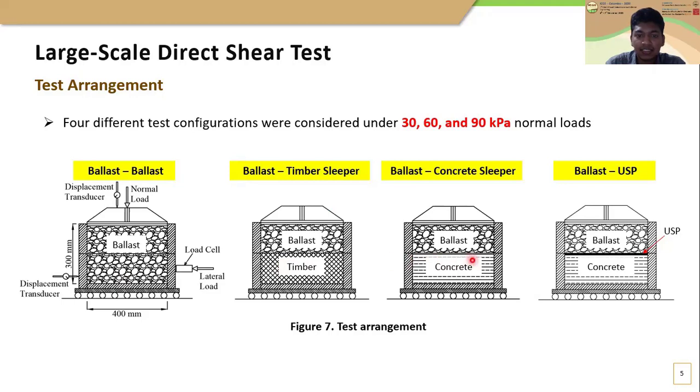Similarly, in the third test setup, the bottom half of the cylinder was replaced by a concrete sleeper material to represent the shear behavior at ballast concrete sleeper interface. Finally, the undersleeper pad was attached to the concrete sleeper and placed at the bottom half of the cylinder to represent the shear behavior at undersleeper pad ballast interface.